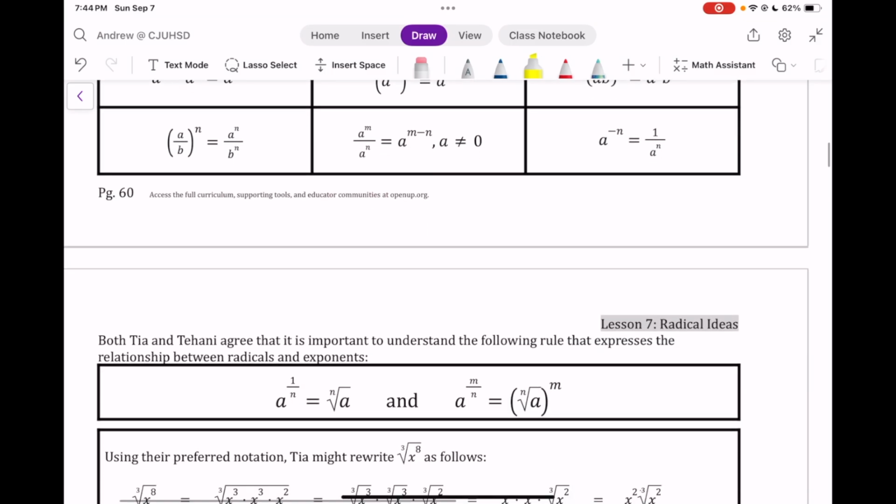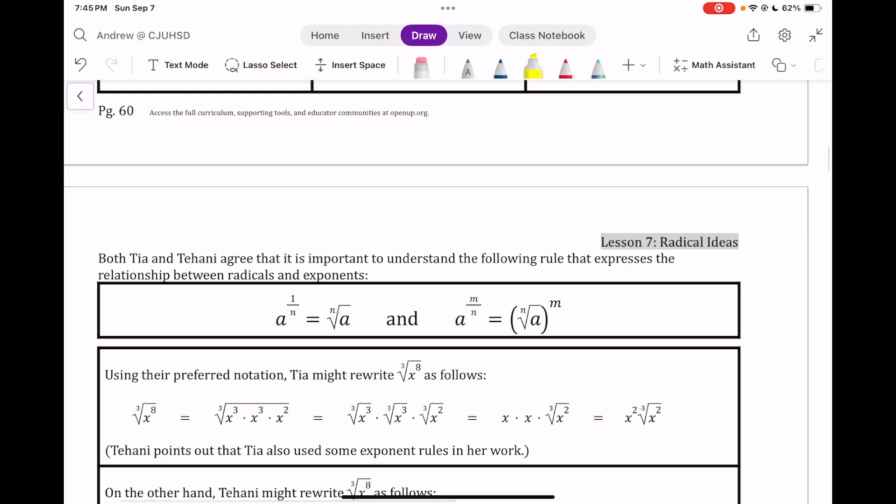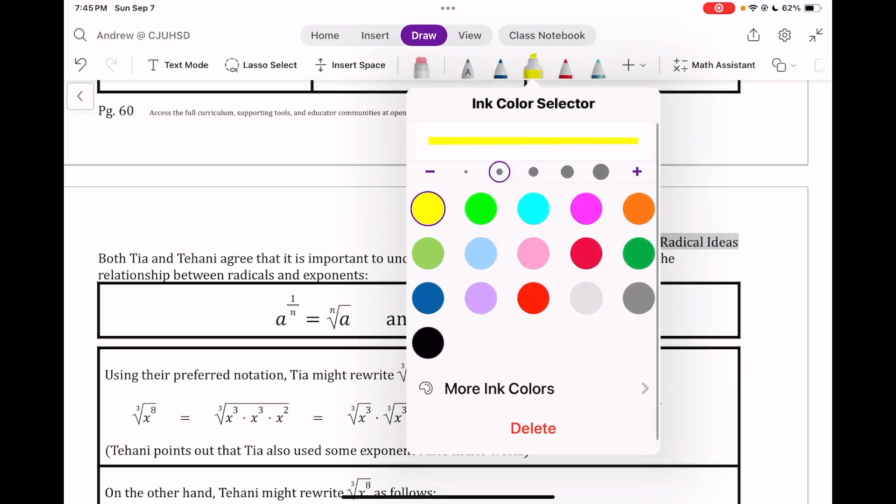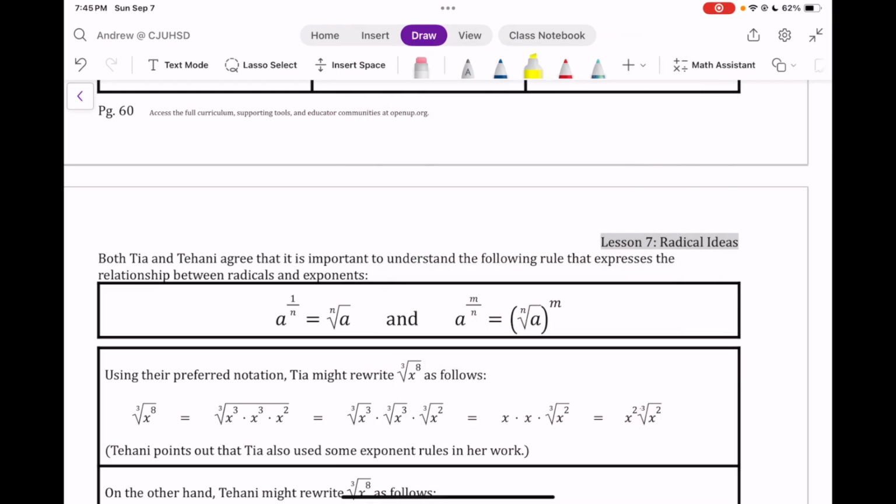Both Tia and Tehani agree it's important to understand the following rule that expresses the relationship between radicals and exponents. In other words, the connection between the two. And that is that by taking something to a fractional power, you are taking it to a certain root. And here's sort of the general form right here. This would be the number one to remember right here. So if you could put a star or something next to that, that's the important one.